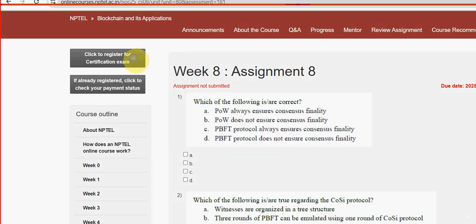So this is the week 8 assignment of the course Blockchain and its Applications. Guys, these are completely our probable solutions. If there are any changes that come to our notice, definitely we will update that in the comment section. You can also suggest your own solutions as well.